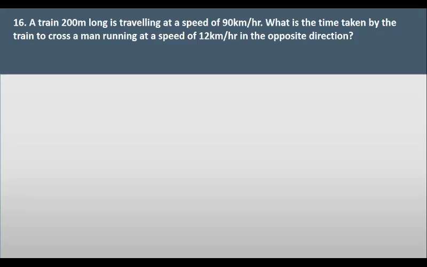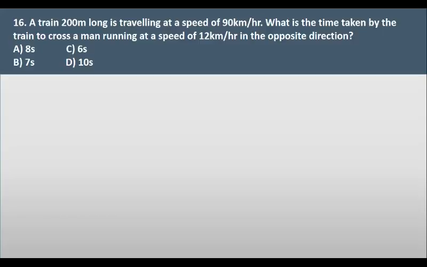The 16th problem: we have a train 200 meter long traveling at a speed of 90 kilometers per hour. What is the time taken by the train to cross a man running at a speed of 12 kilometers per hour in the opposite direction? And the options are A 8 seconds, B 7 seconds, C 6 seconds and D 10 seconds.